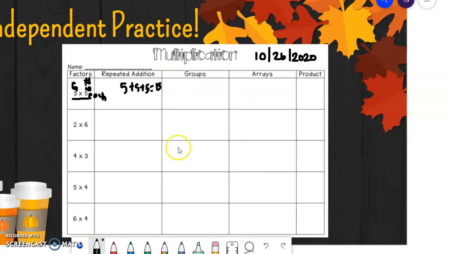And it doesn't matter. You can do circles, squares, whatever. Just remember that in each group, there should be 5 in each group. And your array should have 3 rows and 5 in each row.